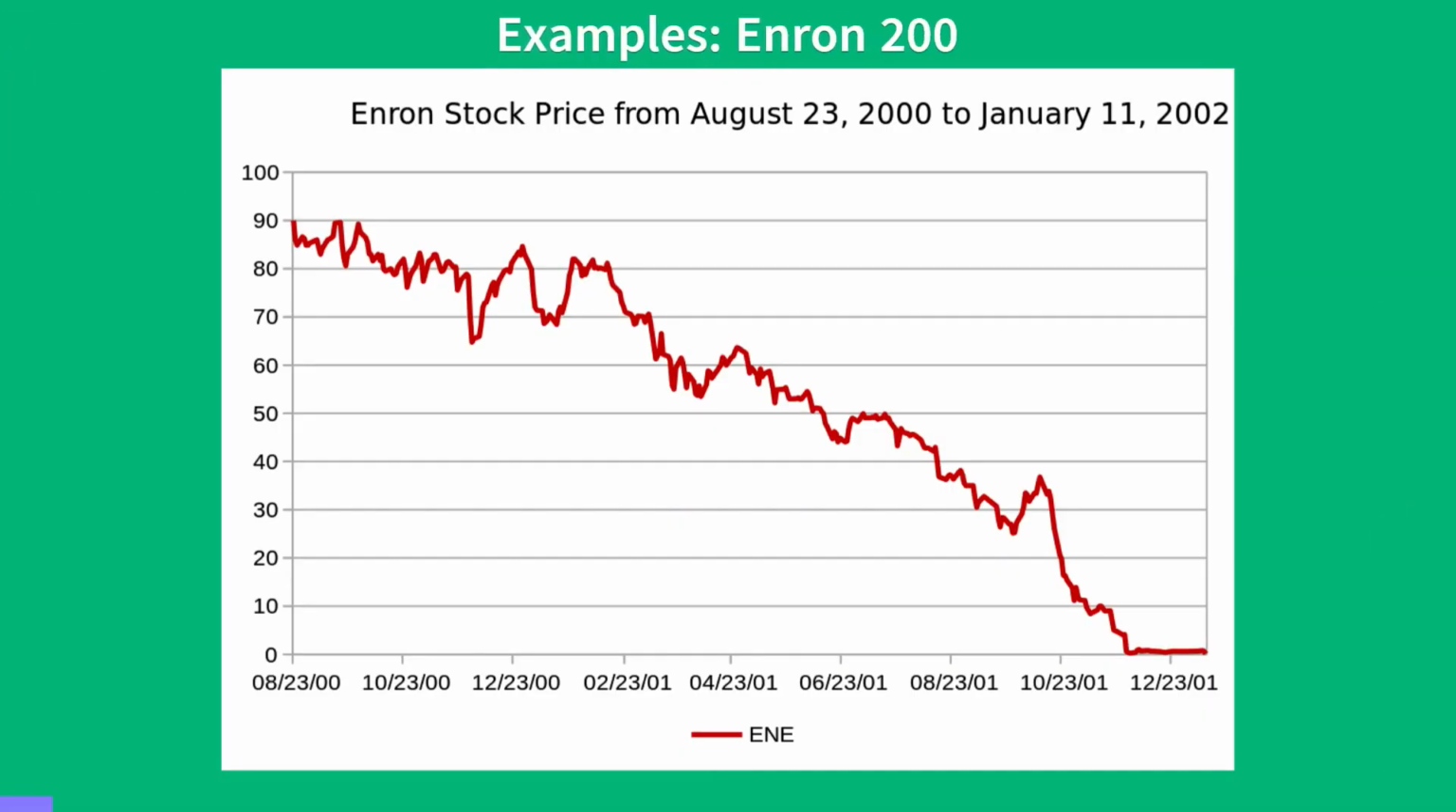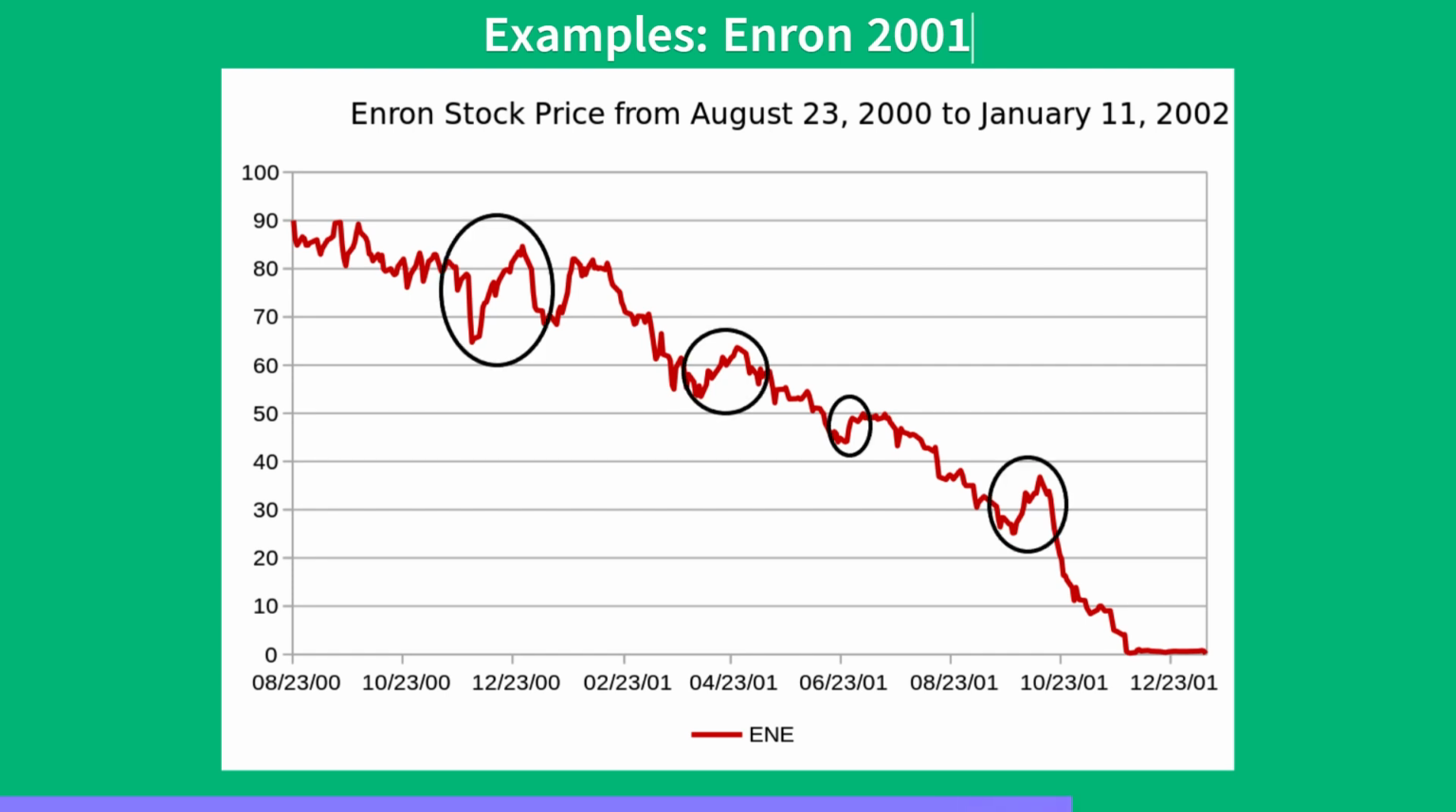To illustrate this concept, let's look at some examples of a dead cat bounce. Here is a chart of Enron's stock price from 2001. As you can see, Enron was one of the largest energy companies in the US until it collapsed due to accounting fraud and bankruptcy. During its decline, Enron experienced several dead cat bounces, where the price briefly rose before falling further. Notice how each bounce was lower than the previous one, indicating that the downtrend was still intact.